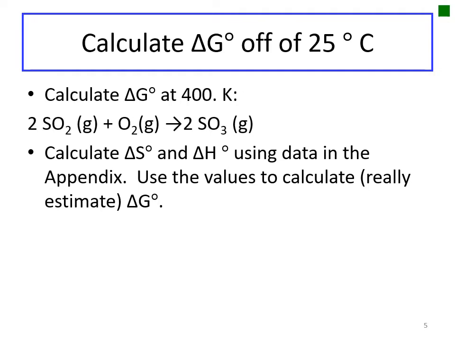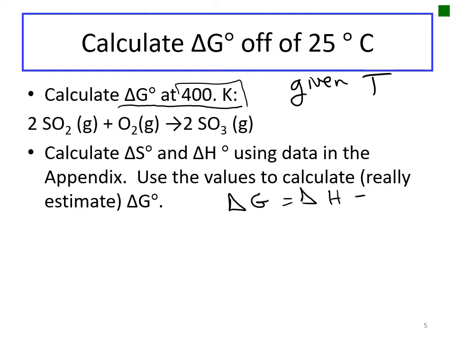So let's do another one. We want Gibbs free energy, maximum available amount of work, for this reaction at 400 Kelvin. So we are given the T value. We know it's not 25. So if we're given the T and we know it's not 25, our equation is going to be delta G is equal to delta H minus T delta S.